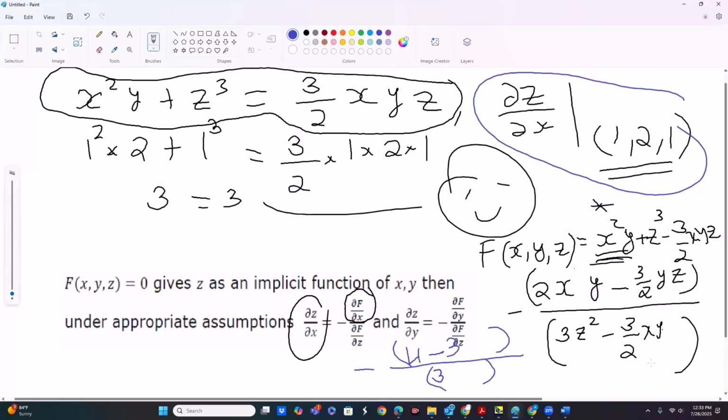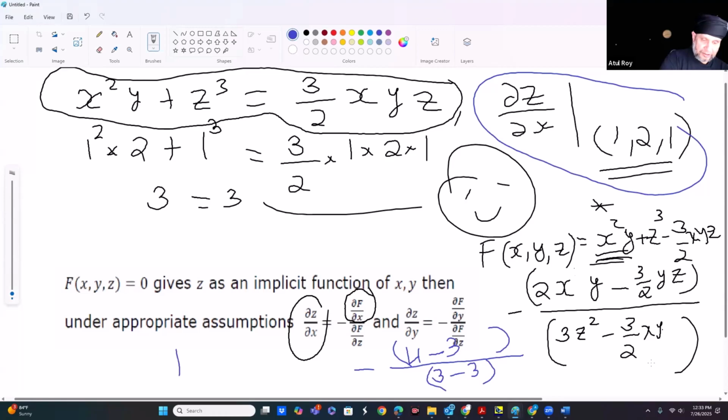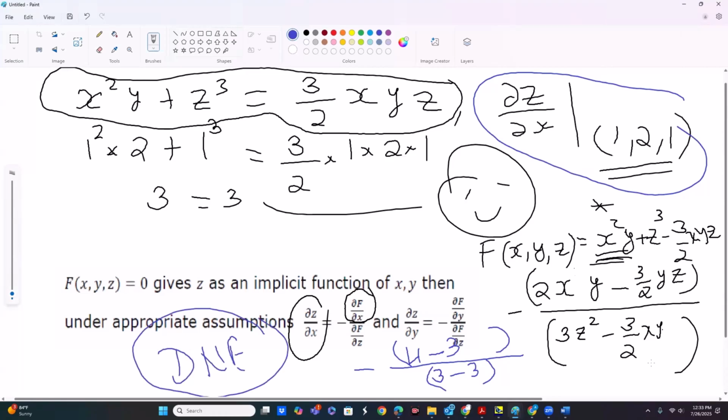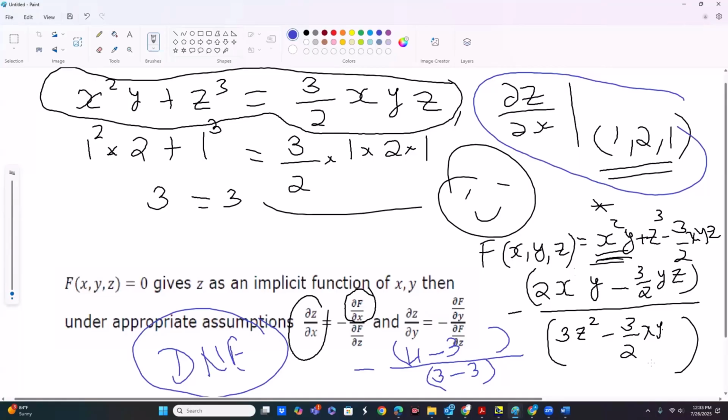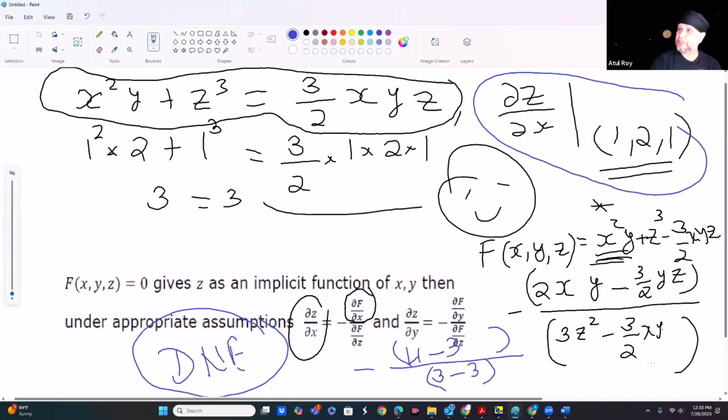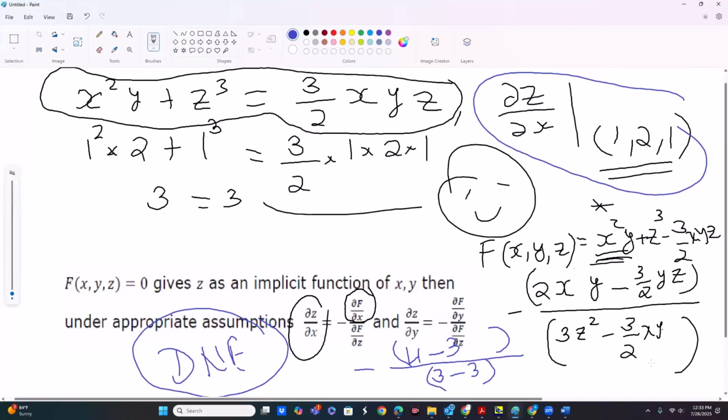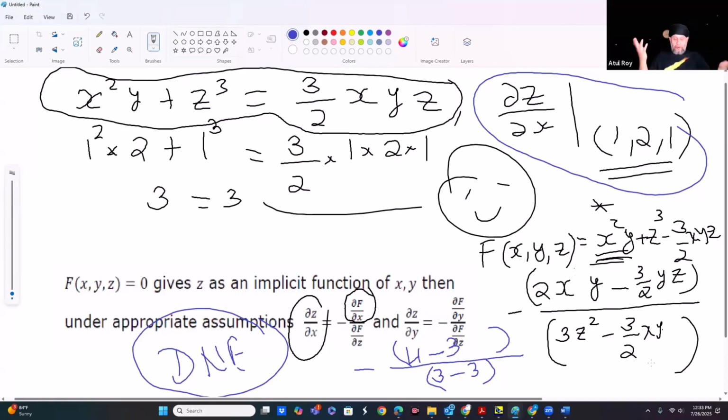Somebody tell me. You'd have 0 at the bottom. Yes, so this one doesn't exist. But if we did not have a zero on the bottom, then that would be your answer. Am I clear? Yes, sir. Very good. So it's not that there will be no answer, but in this case, at this point, it doesn't have any answer.